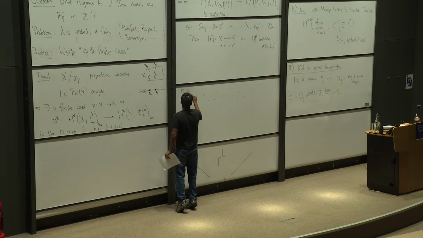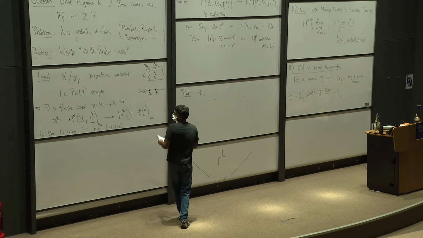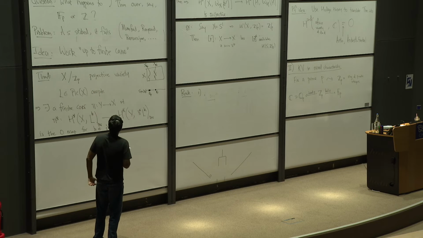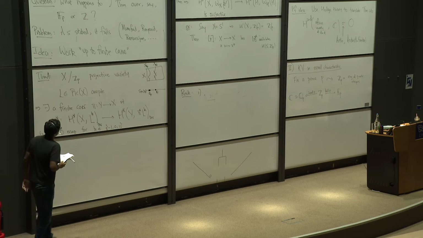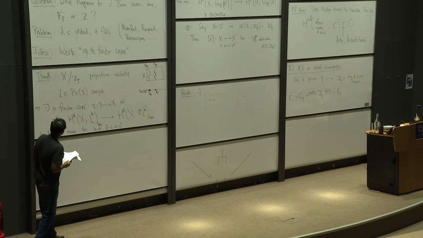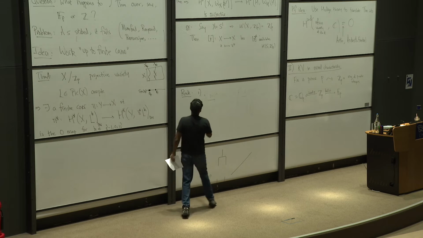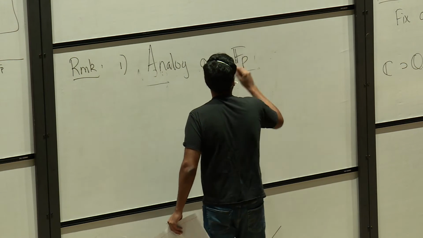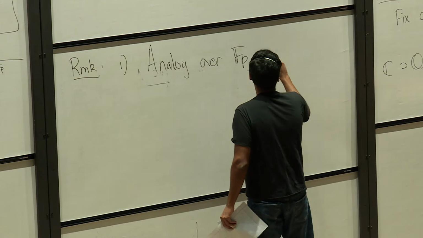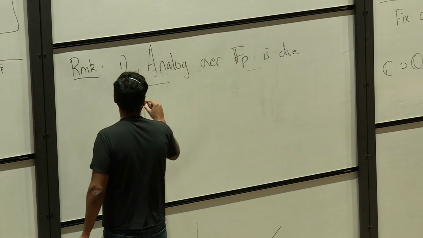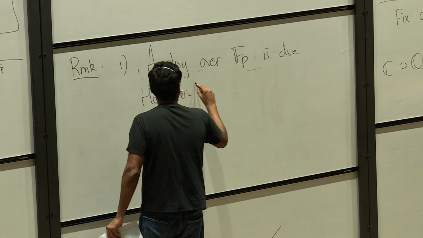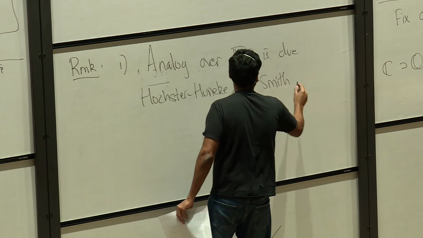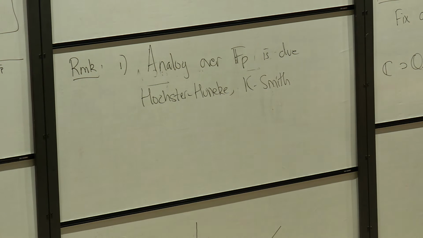So let me make a remark about this. OK, so I started off by saying what happens over Fp or over Z, and I just told you something about the integral situation. This doesn't cover the mod p case, but the mod p case is actually much older. So the analog over Fp of this theorem, I mean, correctly formulated, is due to Hochster and Huneke and Karen Smith. So this is from the 90s. And this is definitely what inspired me to think along these lines.